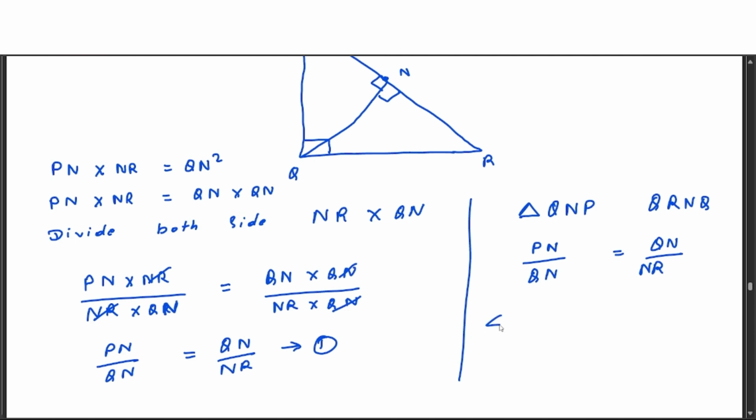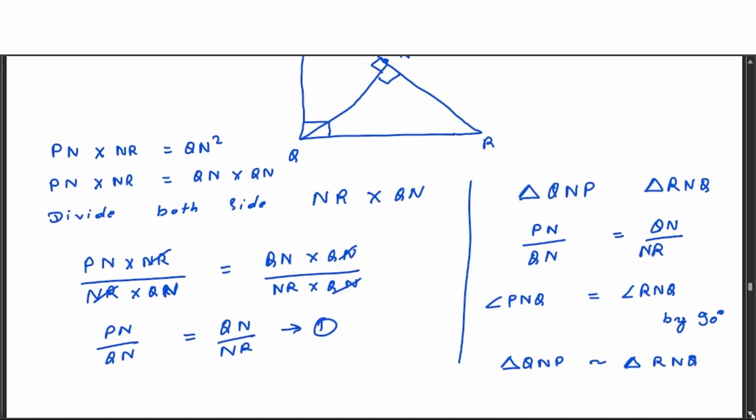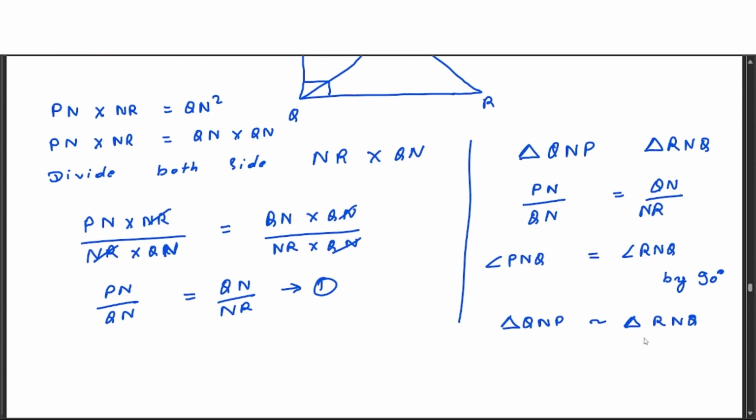Now after that you can say that angle PNQ is equal to angle RNQ by 90 degree. So therefore the triangle QNP is similar to triangle RNQ. So hope you got it, how we have proved this similarity between these two triangles. And by which criteria have we proved this? We can say by SAS.